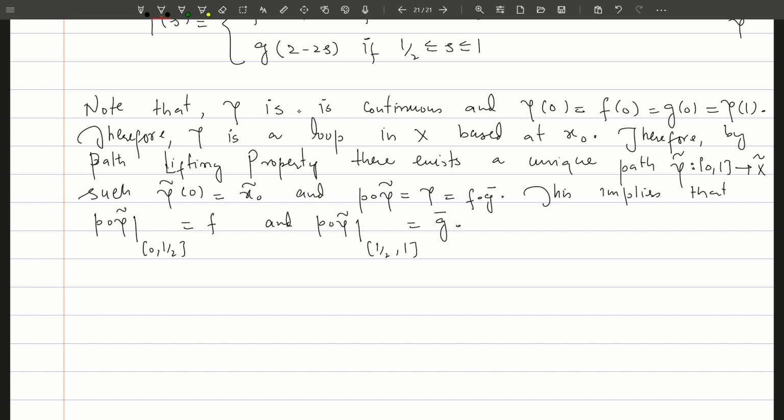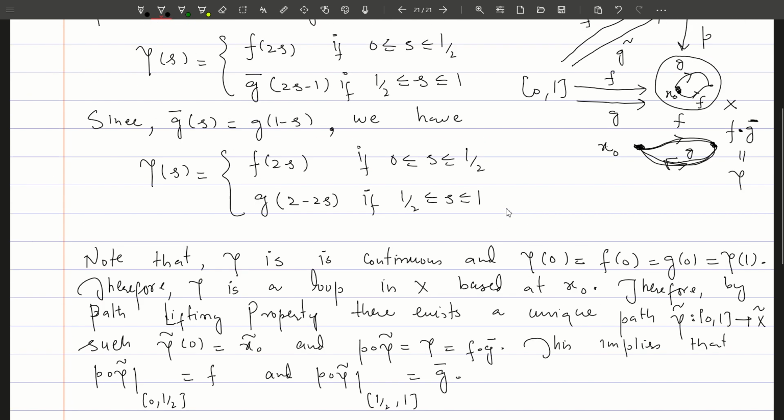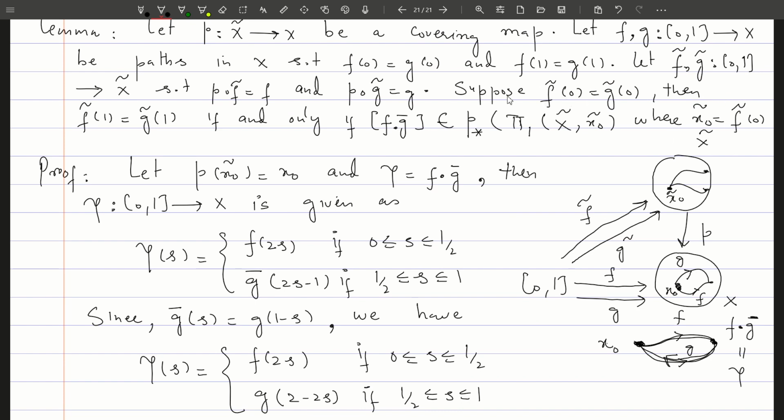Now let us suppose, so what we have to prove is that f tilde of 1 is g tilde of 1 if and only if this thing is true. So we are going to assume f tilde of 1 is g tilde of 1, then we'll prove that this homotopy class is in the image of p star.